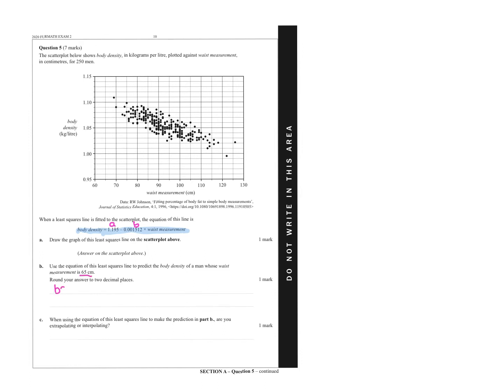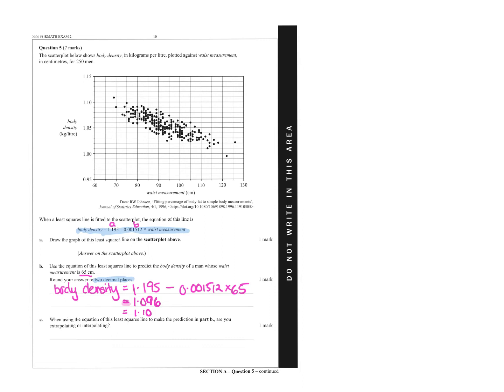So you just use the equation there that they've given you. So it's simple: 1.195 minus 0.001512 times 65. And just be wary, and hopefully you highlight 2 decimal places so you can check your answers at the end. Okay, so I get the answer to be 1.096. So if I round that to 2 decimal places, it ends up being 1.10. Okay, so there we go.